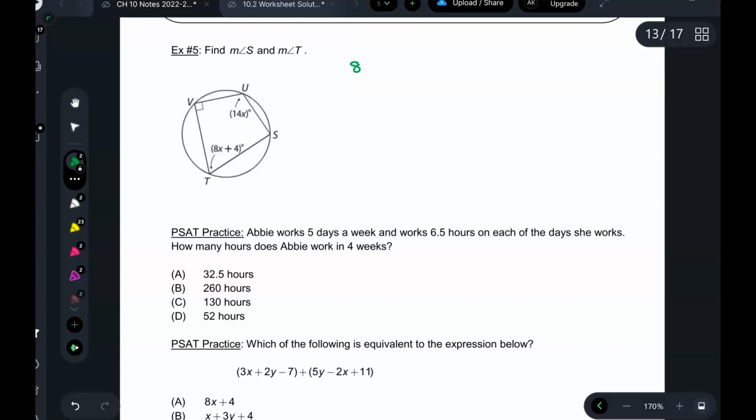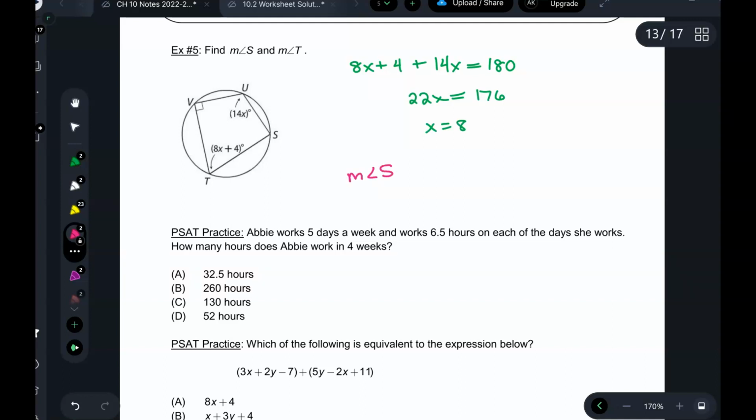So 8x plus 4 plus 14x equals 180. So we get 22x equals 176. So I got x equals 8. Yeah, I got 8. Okay.